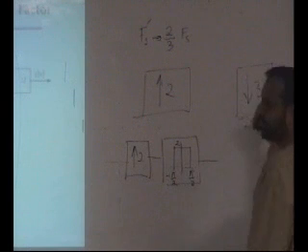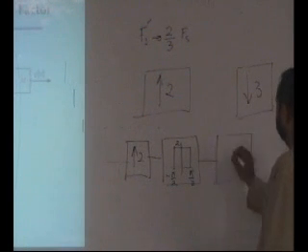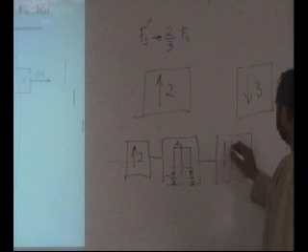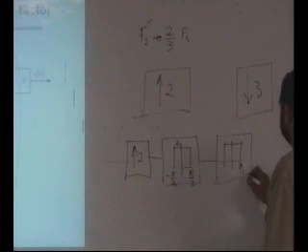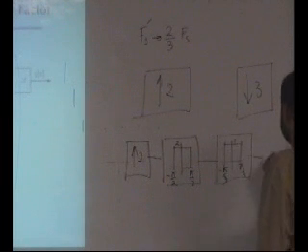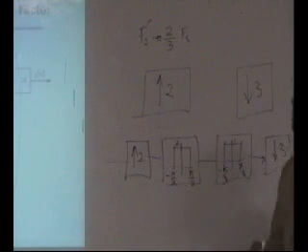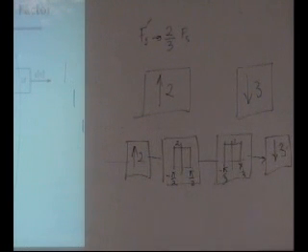Then the decimation requires us to first pass it through a filter with a cutoff frequency. In this case, what will be the cutoff frequency? Pi by 3. And then throw away samples.